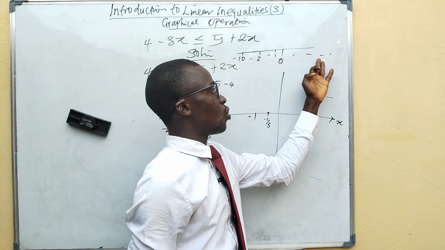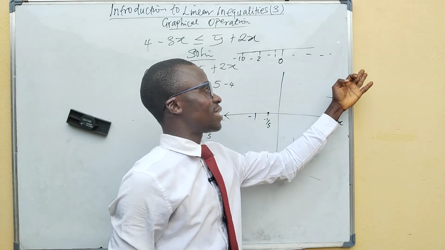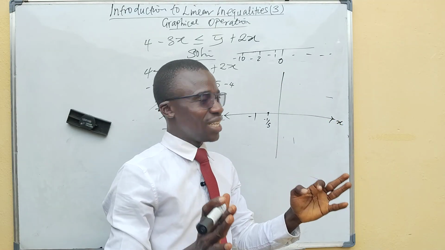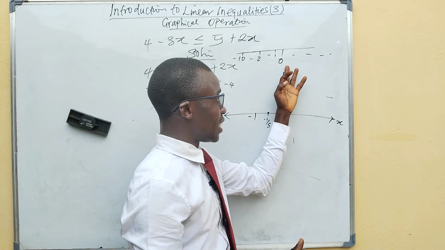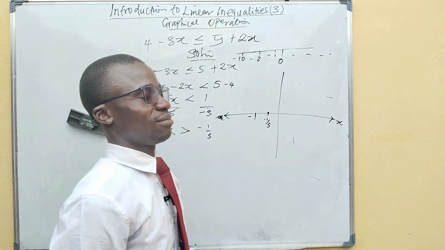Here, as it is tending to infinity, it is increasing, while as it is tending to 0, it is decreasing. I hope you can see the difference. On the negative side, as it tends to 0, it is increasing.